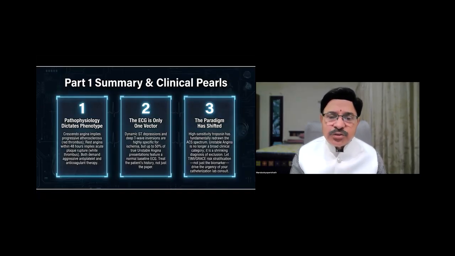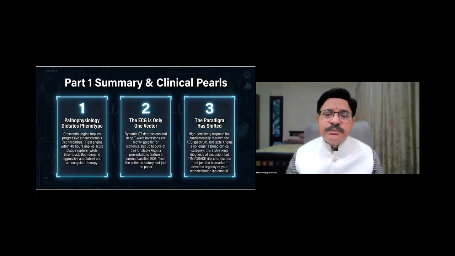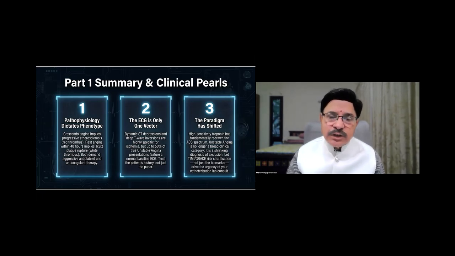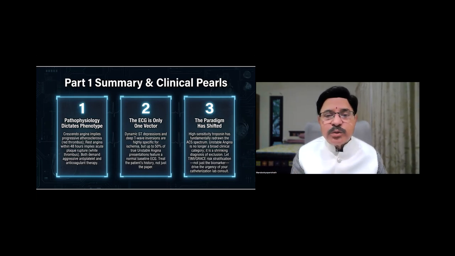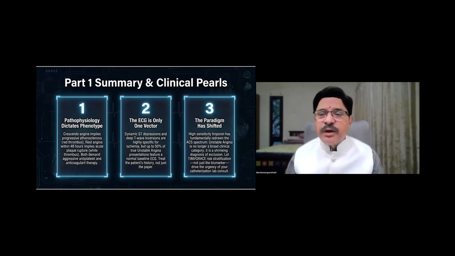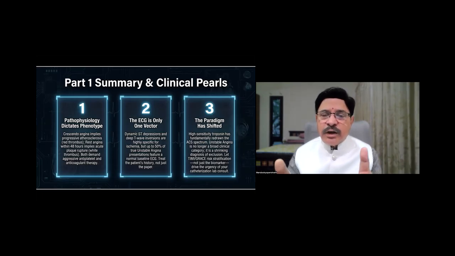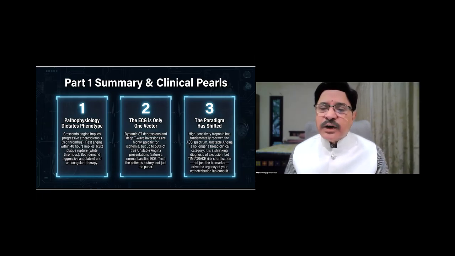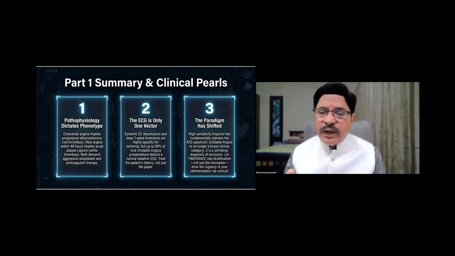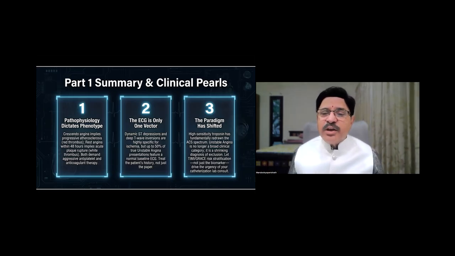Treat the patient history and not the paper. You understand? Read the patient's history and not the ECG paper. The ECG paper may be normal with no changes, but if the patient has symptoms, treat. The paradigm has shifted. High sensitivity troponin has fundamentally redrawn the ACS spectrum. Unstable angina is no longer a big basket of broad category. It is shrinking. It is a diagnosis of exclusion. Let TIMI and GRACE risk stratification decide the drive and not the biomarker alone in unstable angina.